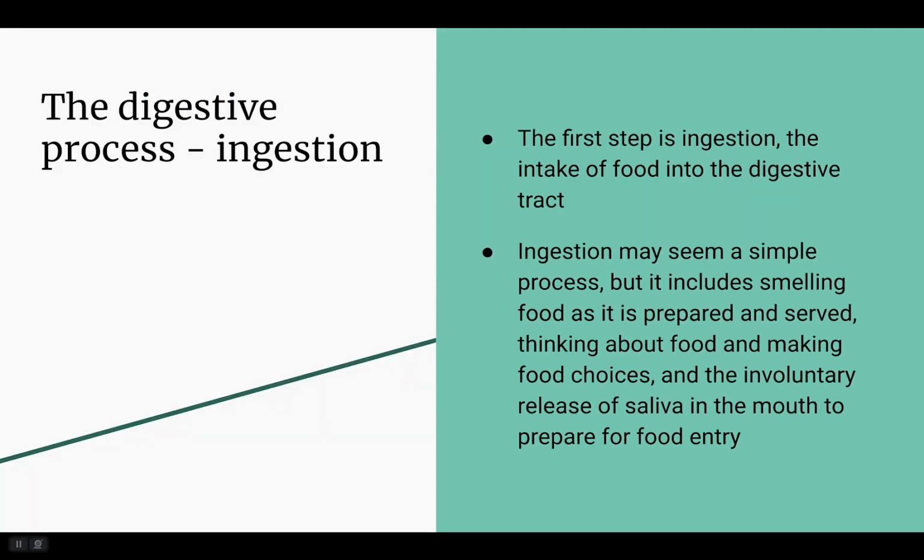There are 4 steps in the digestive process. The first step is ingestion, the intake of food into the digestive tract. Ingestion may seem a simple process, but it includes smelling food as it is prepared and served, thinking about food and making food choices, and the involuntary release of saliva in the mouth to prepare for food entry.